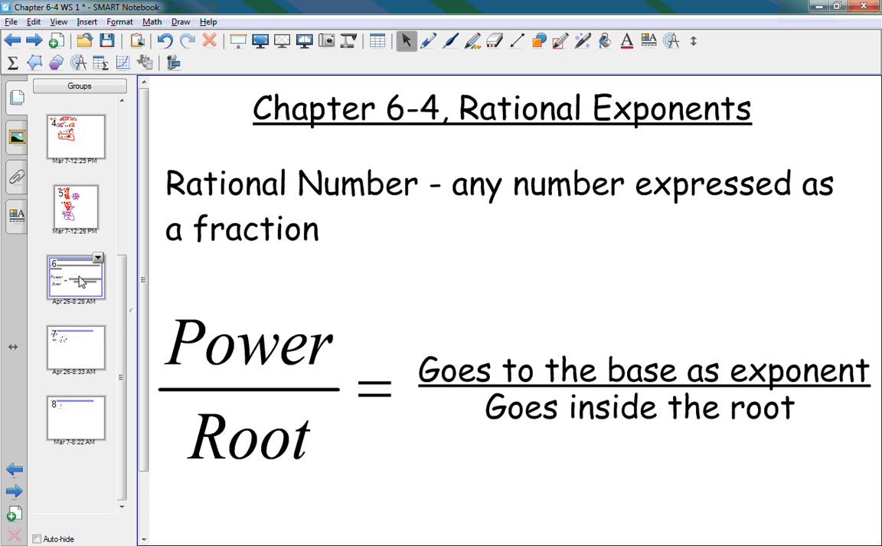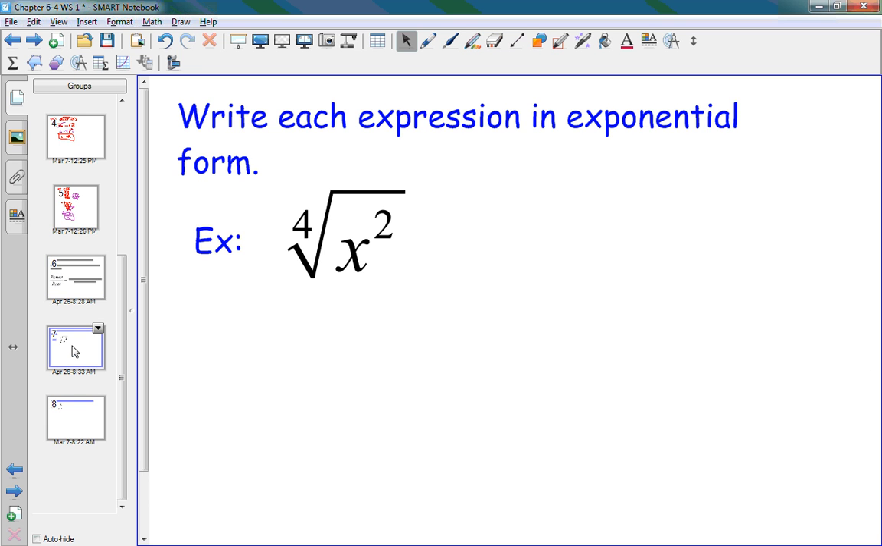Okay, it's more important that I get to do problems with you than anything else. Are you hearing me? You ready? Okay, this is a quick little example. Write each expression in exponential form. Exponential means rational, meaning it's a fractional exponent. So what this means is I need to be using the power over root concept.